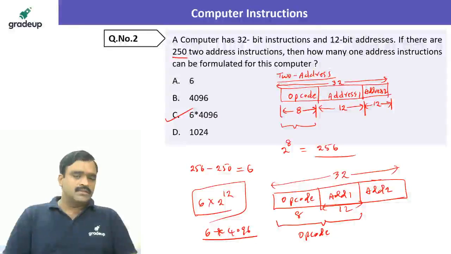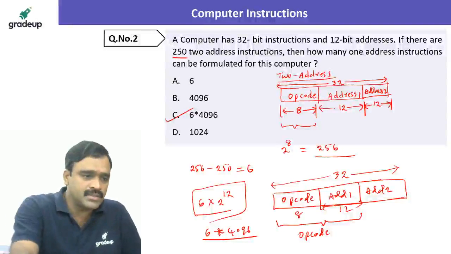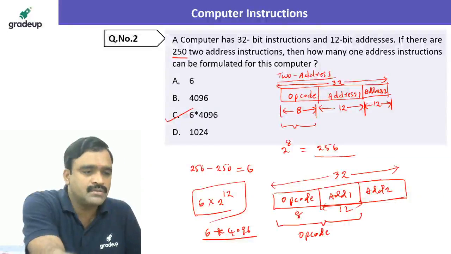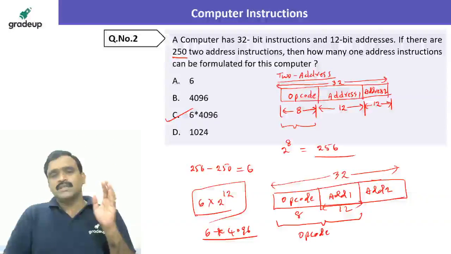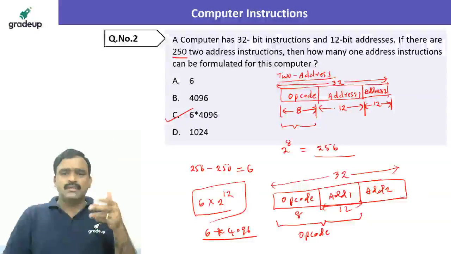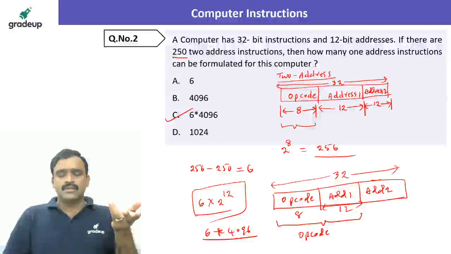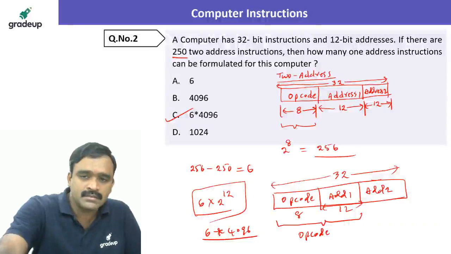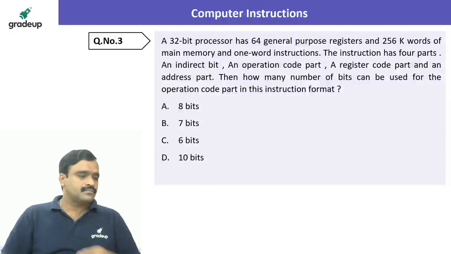I hope you have understood. So option C is the right option for the second question. So if there are one-address and two-address instructions, no two instructions should have the same code. Okay. Now coming to the next, third question.